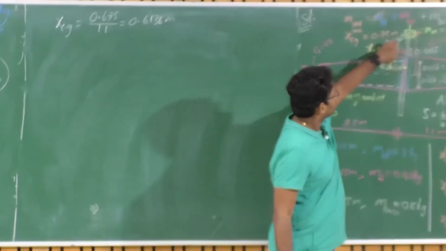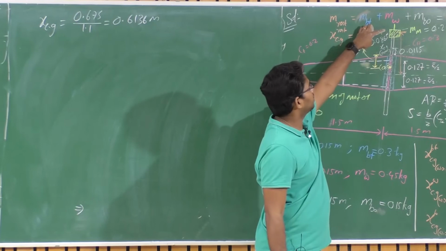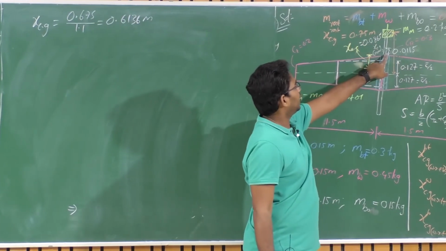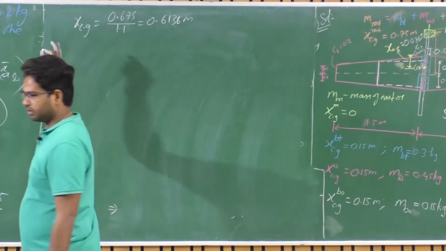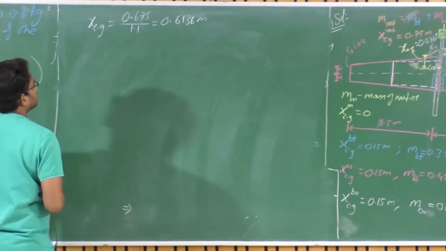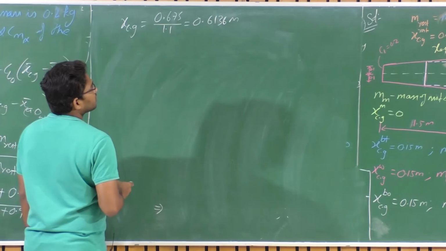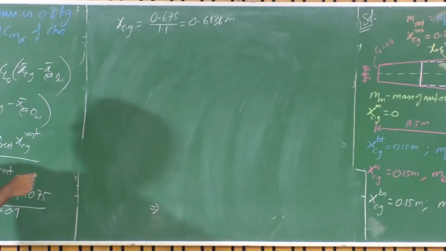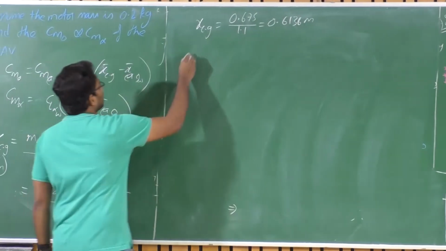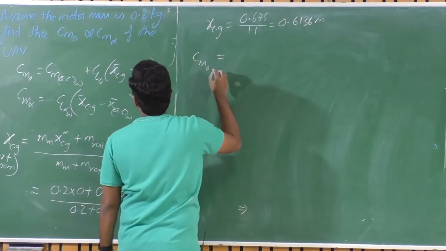The current CG location is behind the starting of the boom, located at a distance of 0.6136 meters from that point. So now you need to find out what is Cm naught and Cm alpha. It's straightforward. So the Cm naught of the configuration at this CG location.